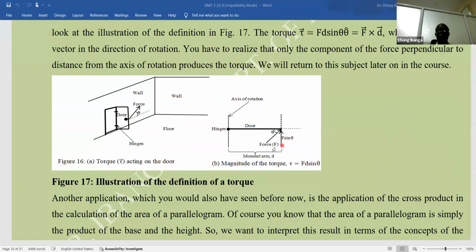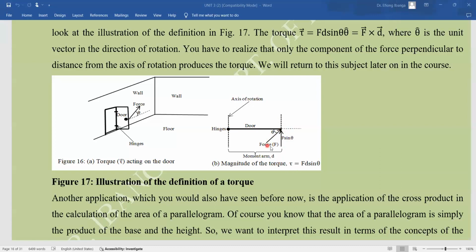Now notice that if I resolve these forces, we'll have the horizontal component and the vertical component. The horizontal component has no effect in bringing about rotation because it lies along the direction of the force that passes through the pivot point. It's only the part that is perpendicular like this that produces rotation. So that's why.